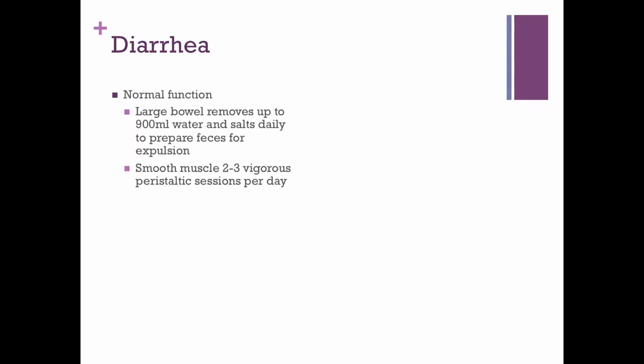So the large bowel removes about 900 mils of water and salts a day, so that the feces are nice and firm for expulsion. There's only about 2 to 3 really vigorous muscular contraction sessions per day. They're called mass movements, and they coincide with meals. So the most common time to have your first bowel movement of the day is within about 15 minutes to an hour of eating breakfast, because that signals to the colon it's time to engage in a mass movement to empty out a little bit and make some space for the next meals coming in the small intestine, which will then go to the large intestine.